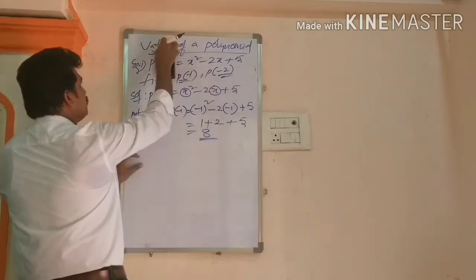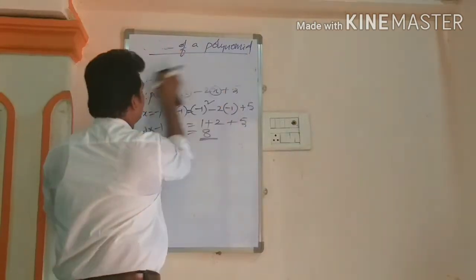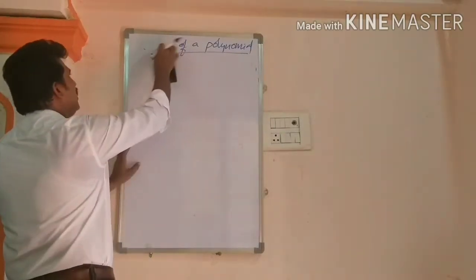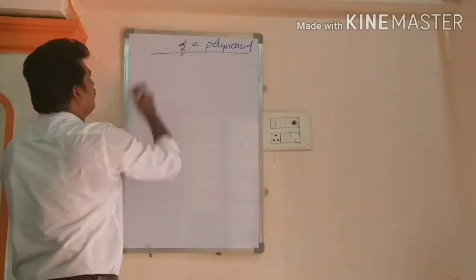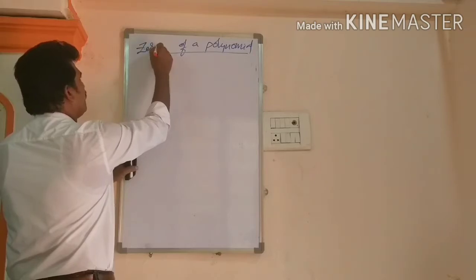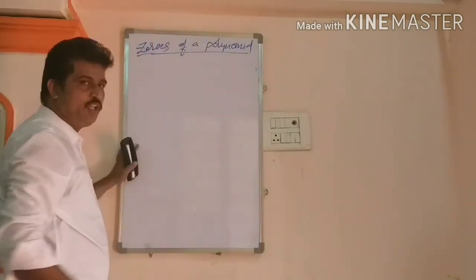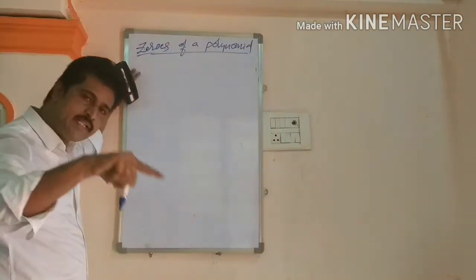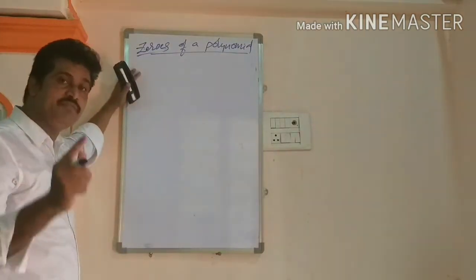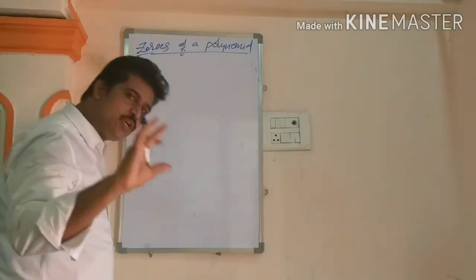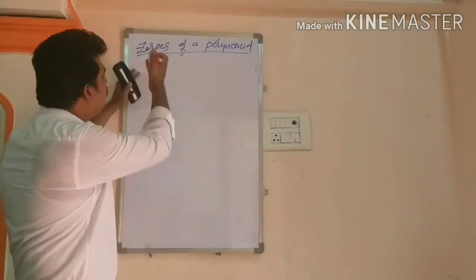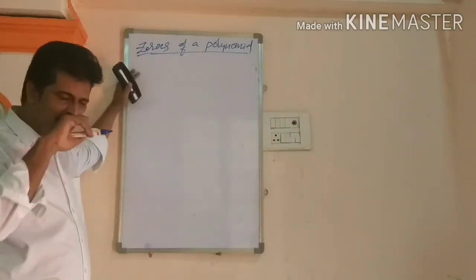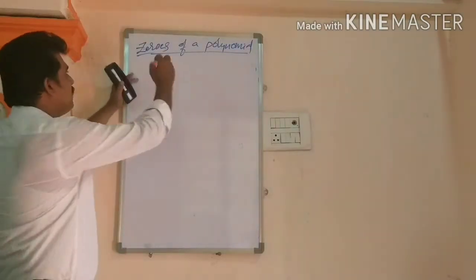Second one. The next concept is related to the value of the polynomial only: zeros of a polynomial. What do you mean by zeros of a polynomial? It relates to the value of a polynomial only. If you know what the value of a polynomial is, only then will you come to know about a zero of a polynomial. So let us see one example, then you can understand very easily.